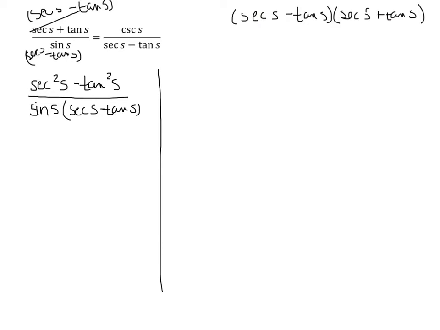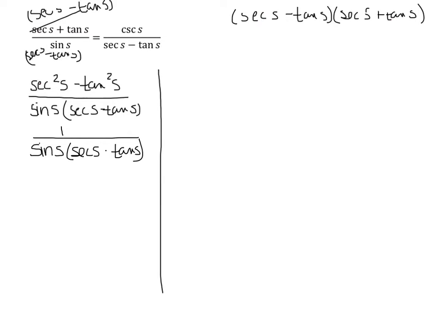Here's that vertical line. If I use my Pythagorean identity, I see that secant squared of s minus tangent squared of s is equal to 1. That means that we would have to rearrange one of our identities, but that is in fact the case. So what we're left with is 1 over sine of s times secant of s minus tangent of s.